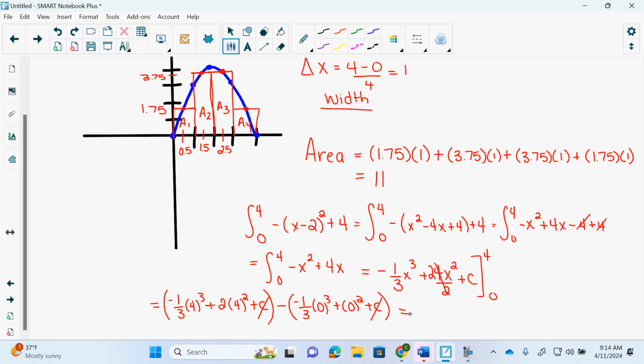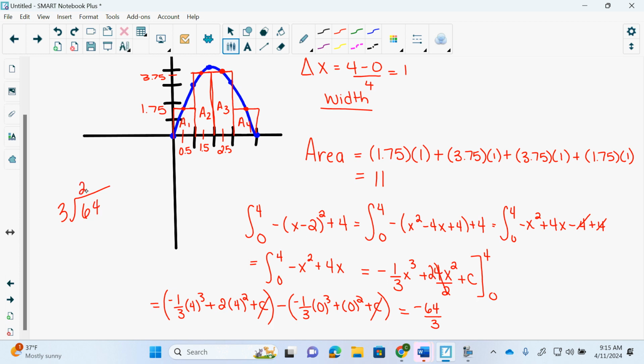So what does that one equal? So we get 4 cubed. What's 4 cubed? 64 times -1/3. -64/3. Which actually reduces to... If you don't remember, you can do division.